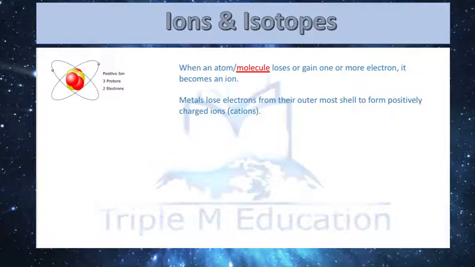So in a positive ion, there will be an imbalance of charges. 3 protons and 2 electrons will give you a net positive charge. So in this case, the figure represents a +1 ion.